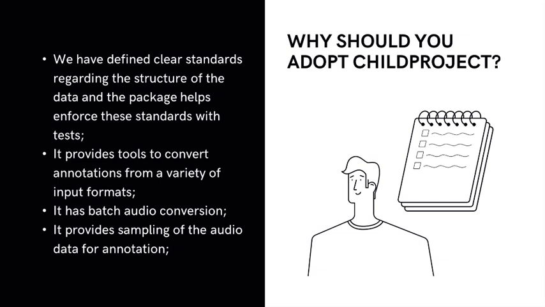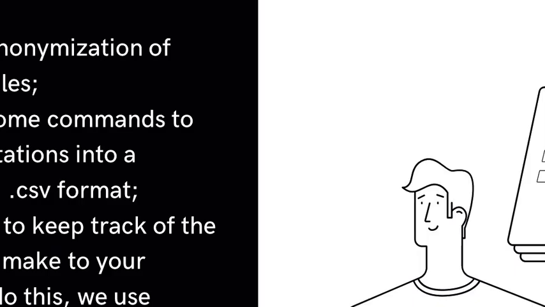Within ChildProject, we have defined standards regarding the structure of the data, which we explain in other videos. The package helps enforce these standards with tests. It also provides tools to convert annotations from a variety of input formats, like Lena, Elan, Praat, Alice, VTC, etc. And it has more functionalities, including batch audio conversion, sampling of the audio data for annotation, generation of files for annotations using Elan, and anonymization of Lena's ITS files, and more.